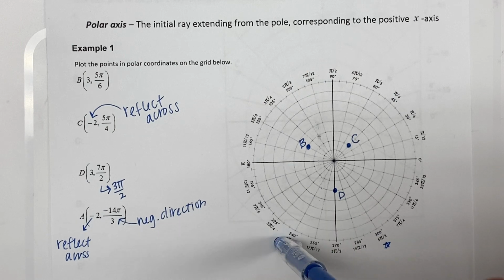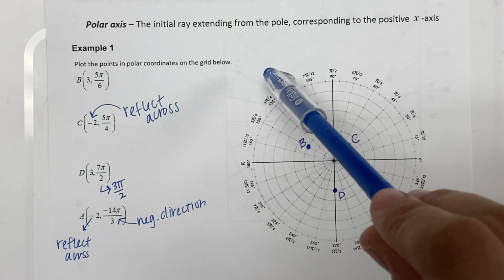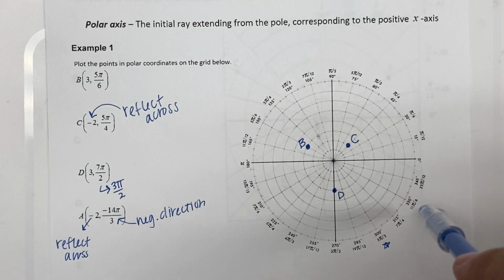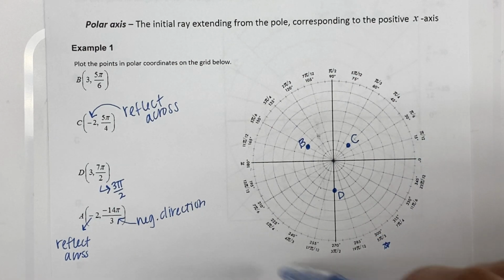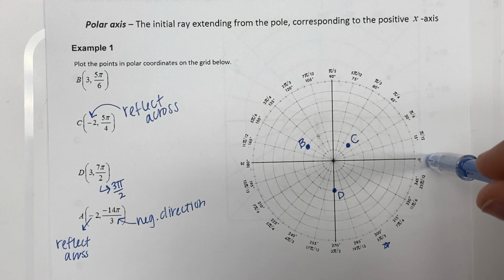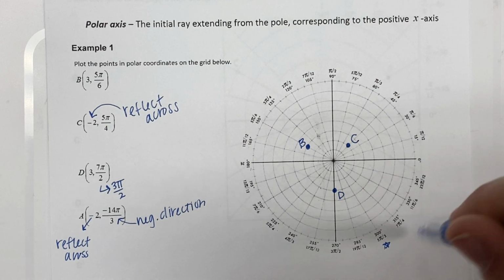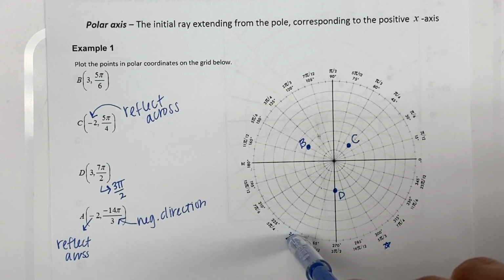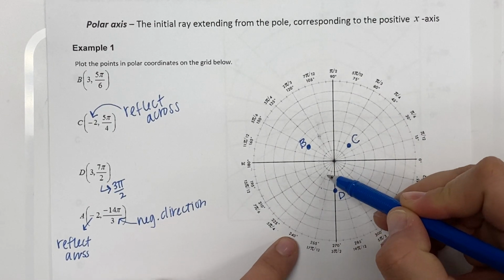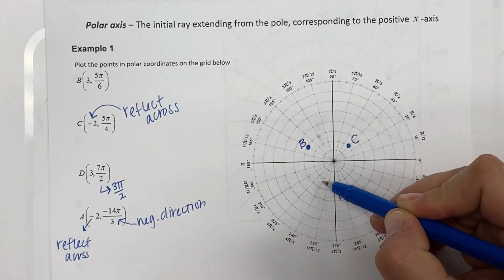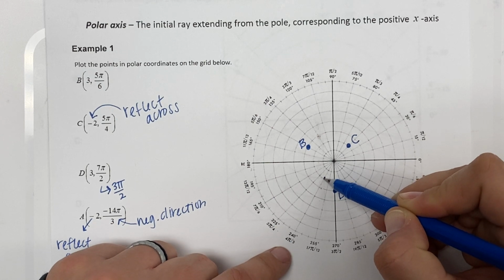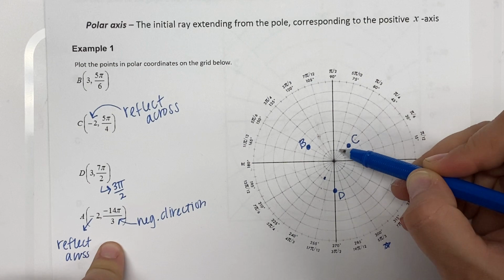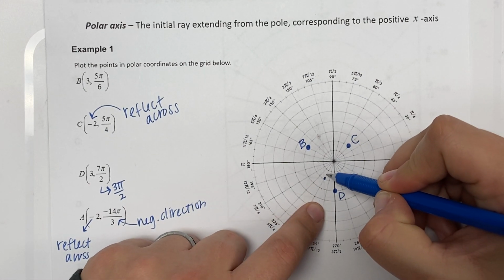1/3, 2/3, 3, 4, 5, 6. Makes sense. Okay, this is 6 thirds. So this is 12 thirds. 13, 14. It's right here. Okay, it's right here. So now that this is where negative 14 thirds is, now I reflect across.